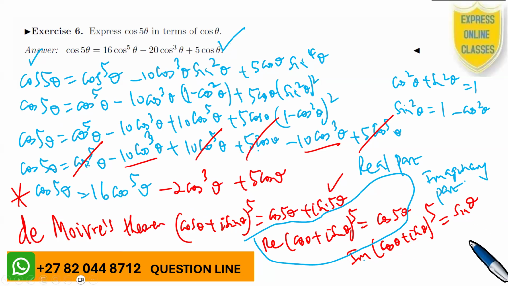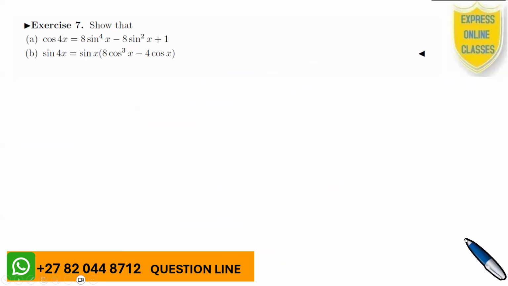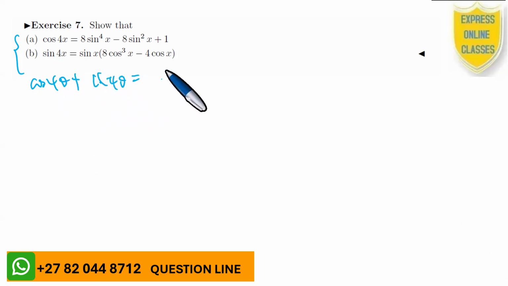Let us continue and try more problems. Okay, show that this is the case. So we can practice with these ones. Because these ones are 2, it's the same thing. But here you have the cosine 4 and sine 4. So you are supposed to have cosine 4 theta plus i sine 4 theta, cosine theta plus i sine theta.